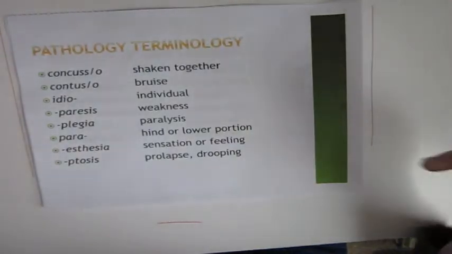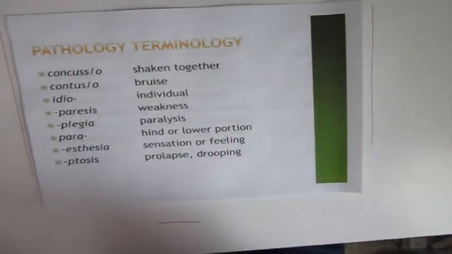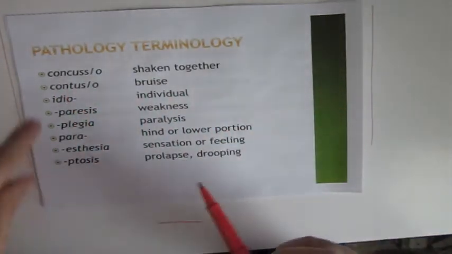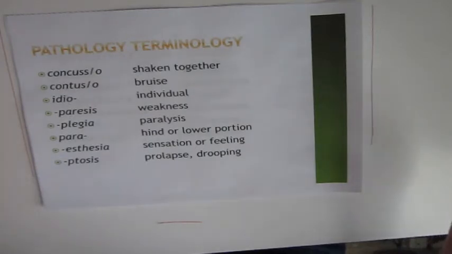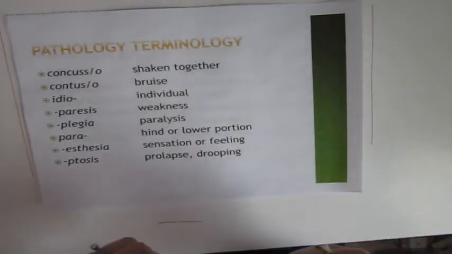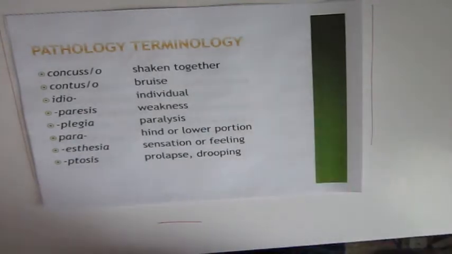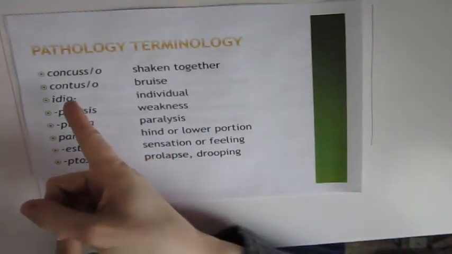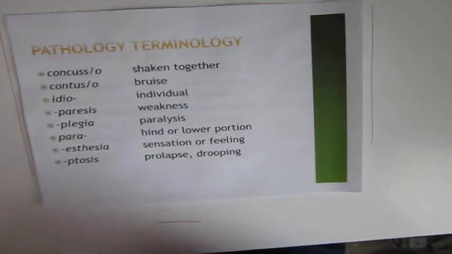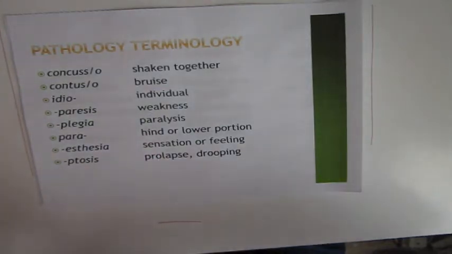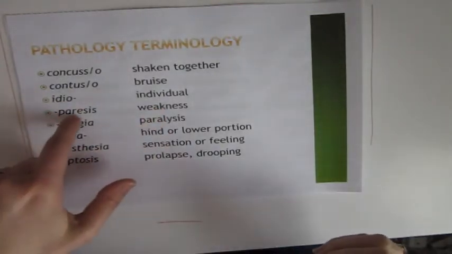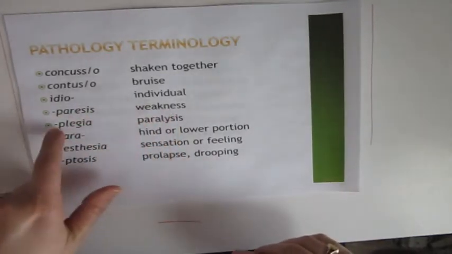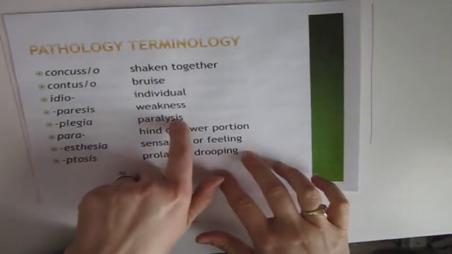Alright, let's talk a little bit about terminology. So pathology terminology. We've got concusso, which means shaken together, so you can think about concussion, right? It's something we hear almost every day when we're watching sports on the weekend. Contusio is a combining form for bruise. So you've had a contusion. You can have brain contusions too, okay? Bleeding in your brain. Idio means individual. Paresis, meaning weakness. Plegia, meaning paralysis.